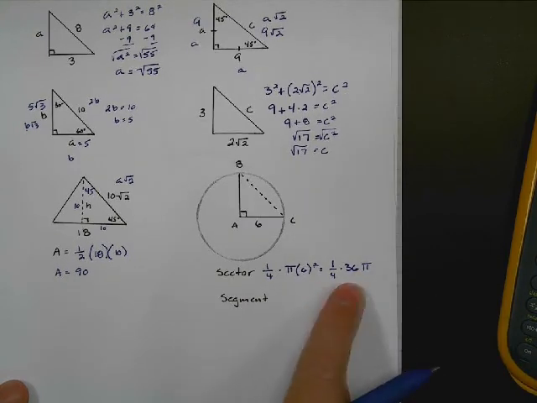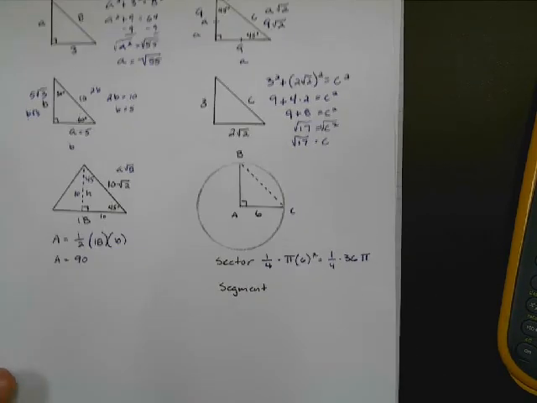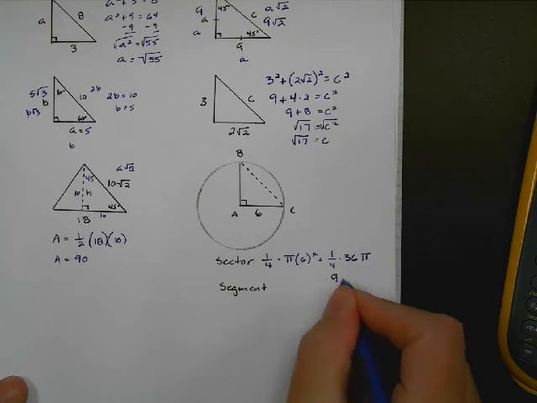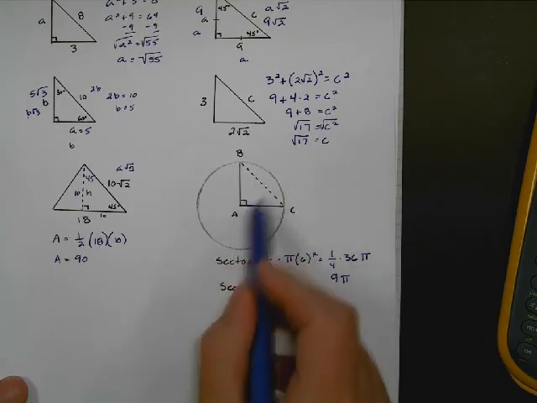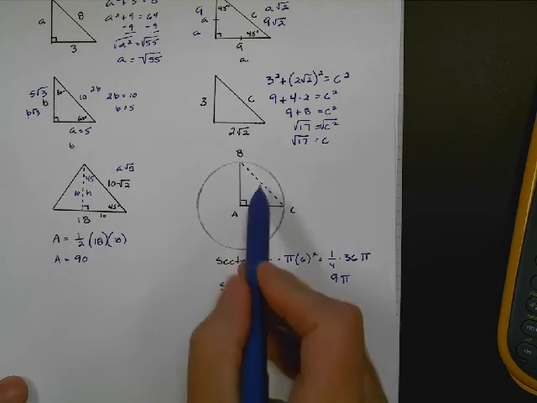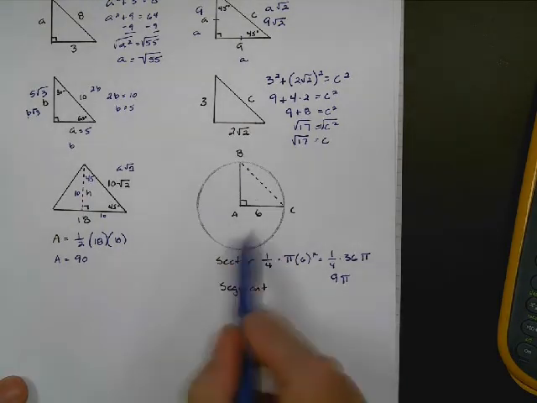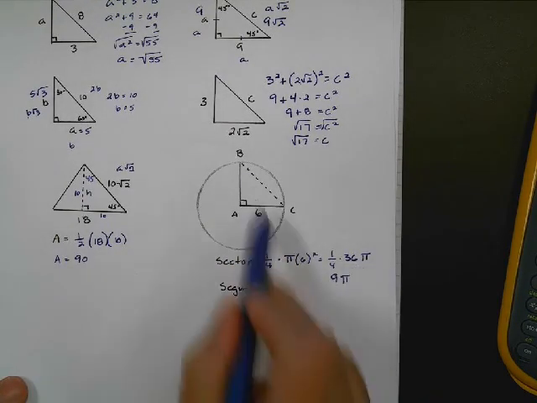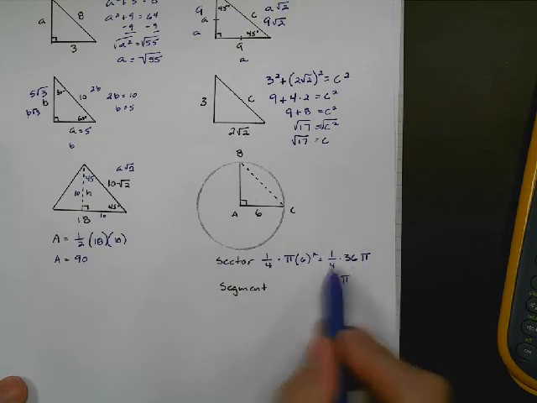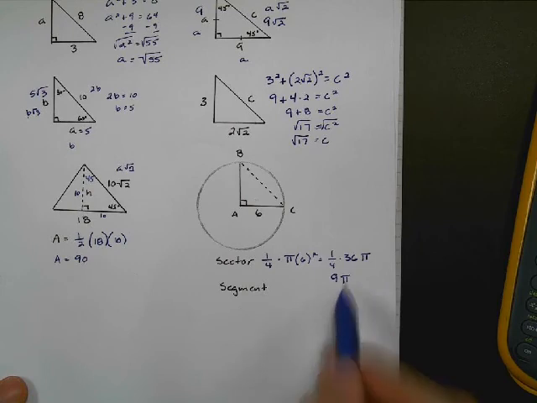Pi. So what's 1/4 of 36? Well, we divide by 4. And our final answer would be 9 pi for this sector area. So basically we're saying that this part, the whole circle, has 36 pi. But I only want 1/4 of the circle here. So that would be 36 pi divided by 4, which is 9 pi.